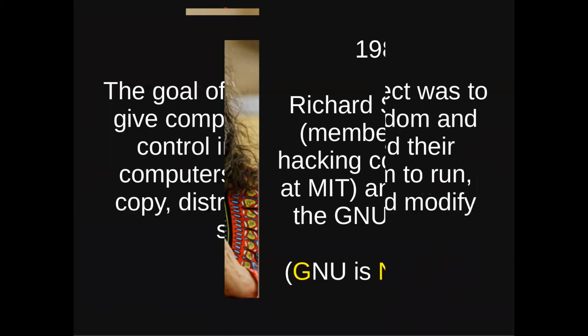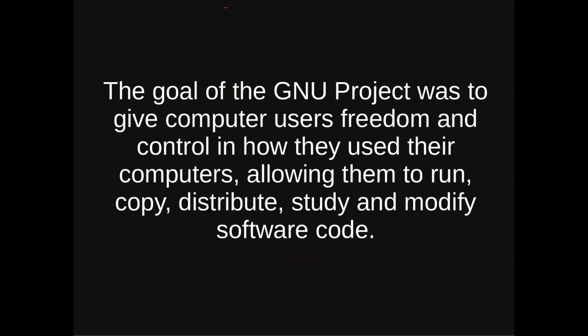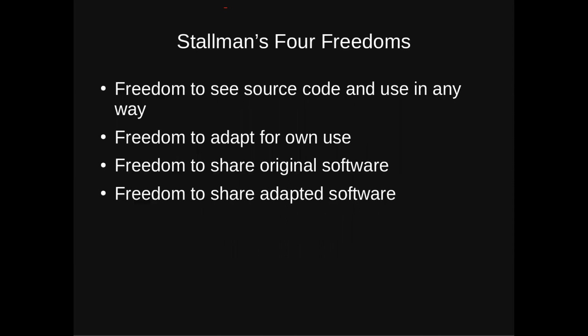But basically, the goal of this project was to give computer users freedom and control over how they were using their computers, so they could copy, distribute, study, and modify software however they liked, giving them that control back that had been so rapidly taken away. And Stallman came up with these 4 principles, 4 freedoms, as he saw them in terms of software.